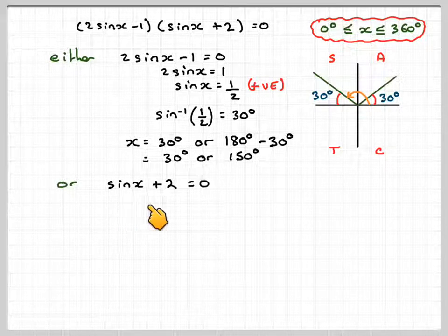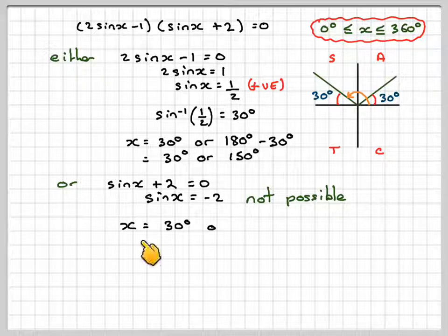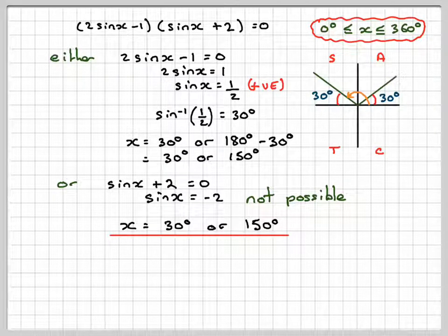Or we could say that sine x plus 2 is equal to 0, which means sine x is equal to minus 2. That's not possible because sine has to be between minus 1 and 1. So therefore we get just 2 solutions, x is 30 or 150 degrees.